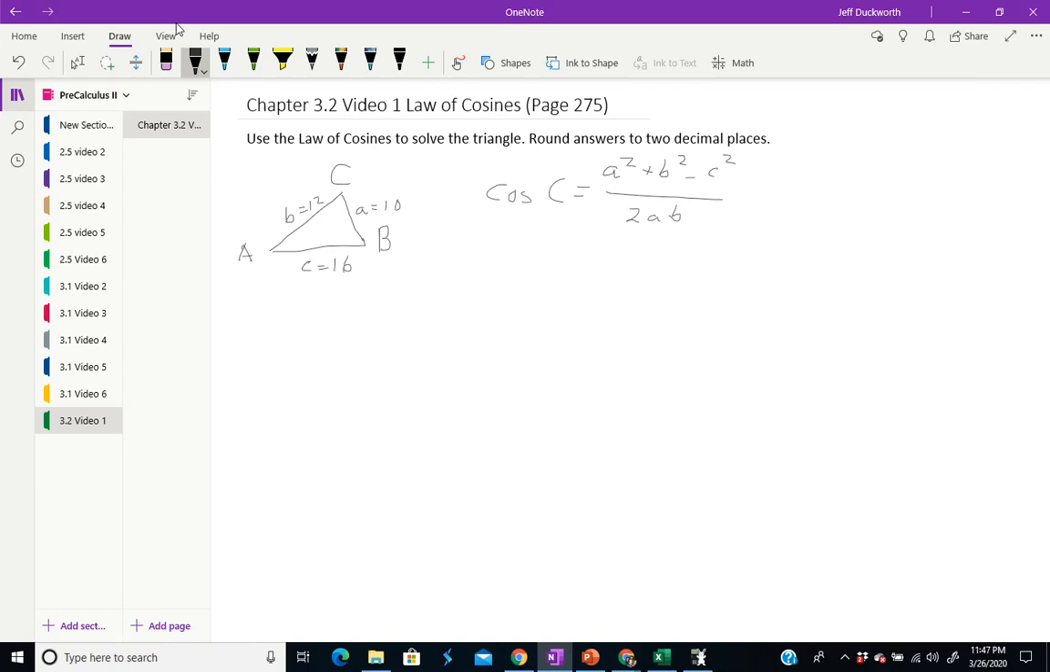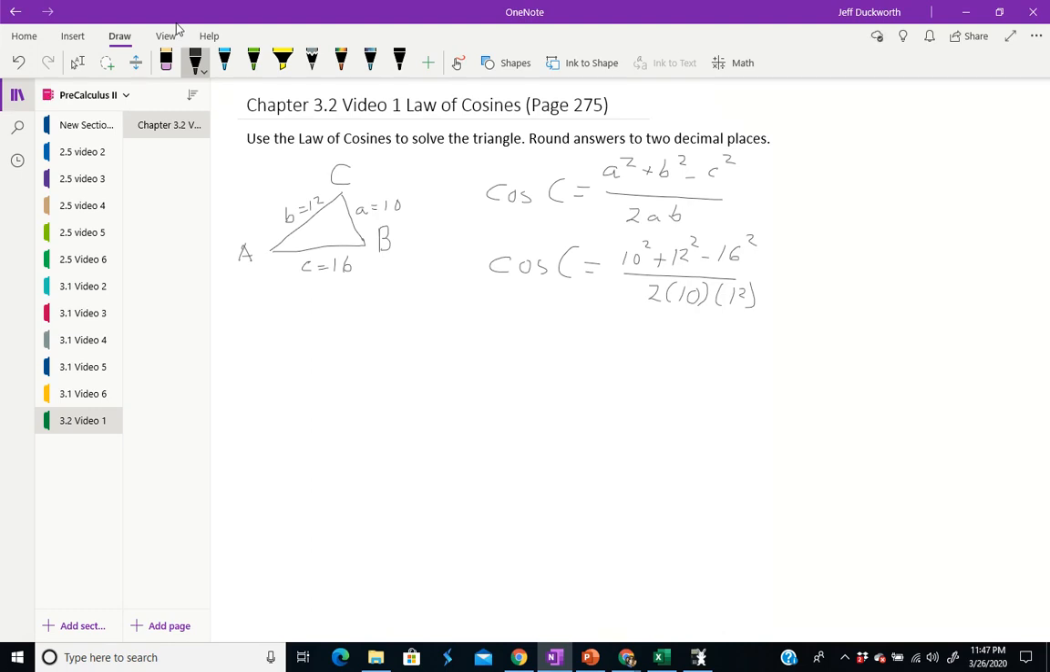And ultimately, we want to solve for C, which means we're going to use an inverse cosine, or an arc cosine, at the end of it. But let's plug in the values that we have. So a is 10, so that's 10 squared. b is 12. And c is 16, so minus 16 squared. All over 2, and a again is 10, and b is 12.